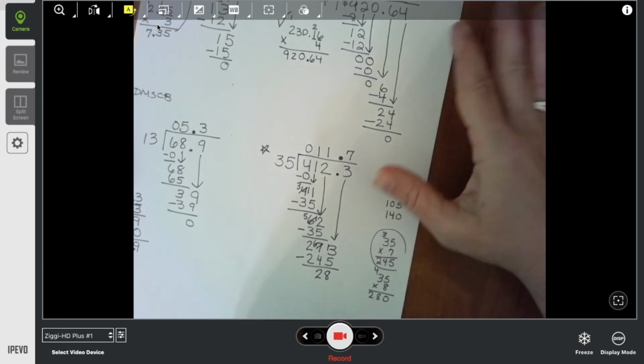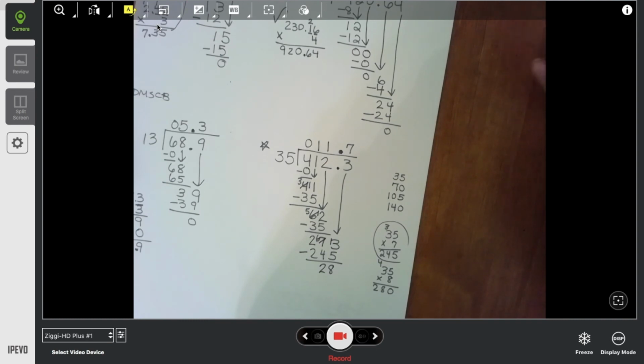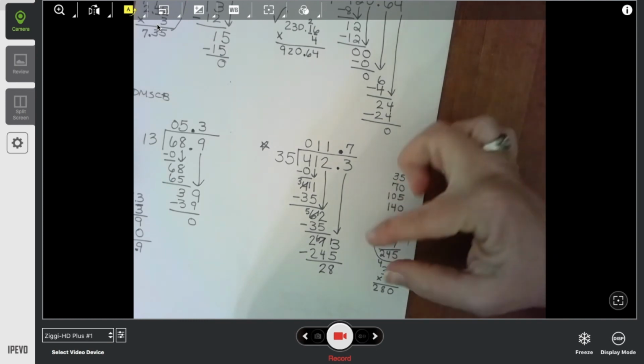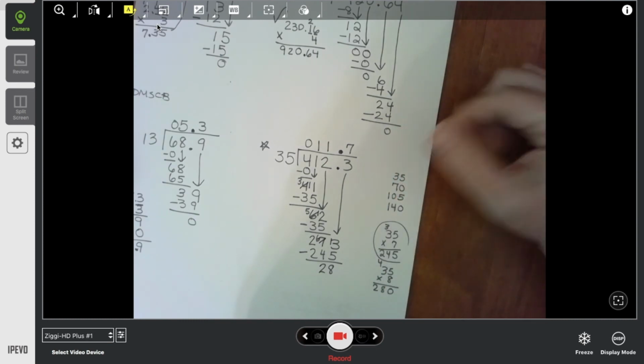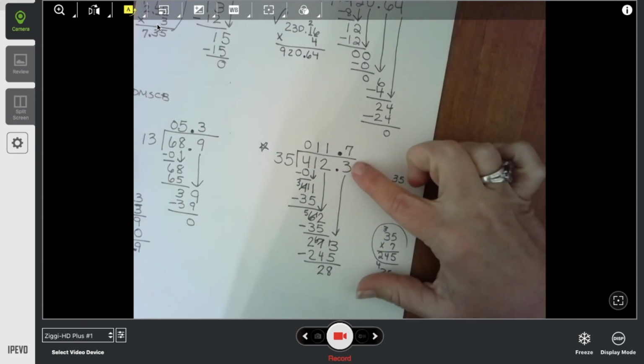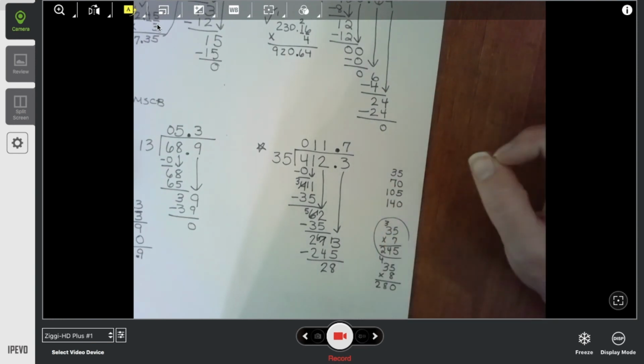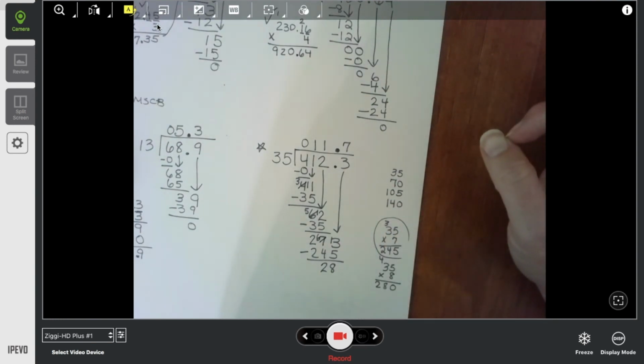28. Now I don't have any numbers to drop down right now, and I could end with 28, but I can't, when we're dividing by decimals, say remainder 28, because it's not a leftover 28 wholes. We're actually over here in the tenths place, so I have a leftover of 28 tenths. Now if I have 28 tenths left over, I can still divide them into smaller pieces.